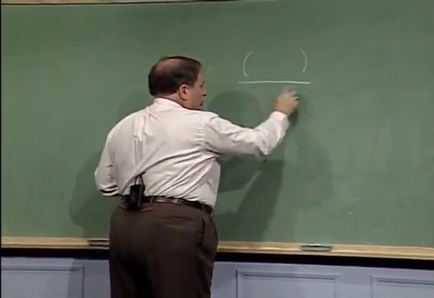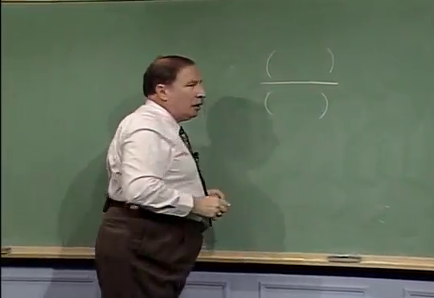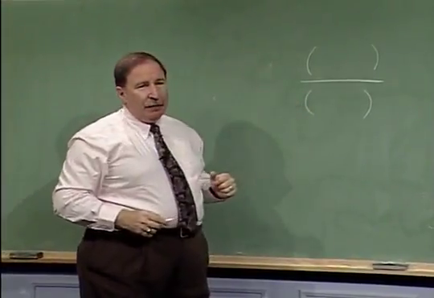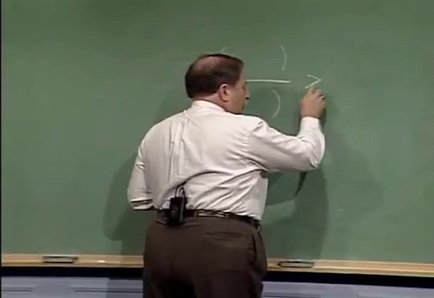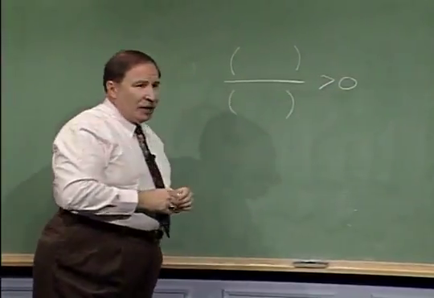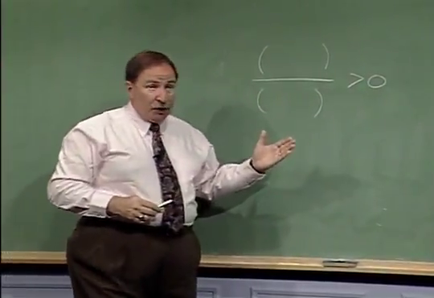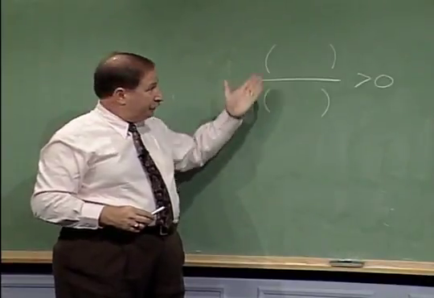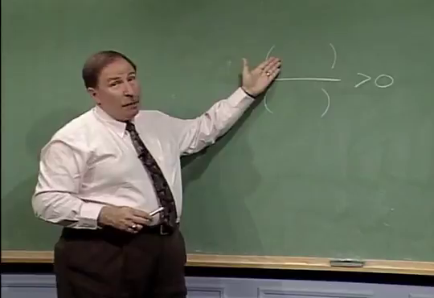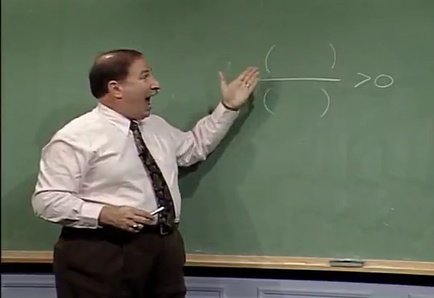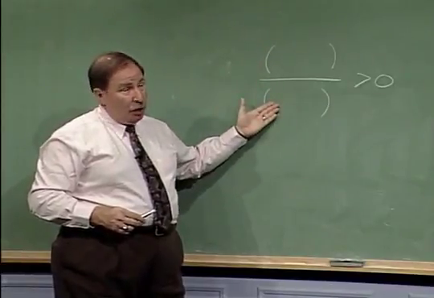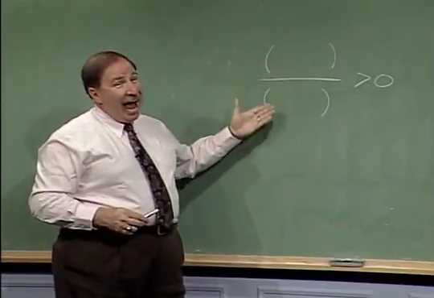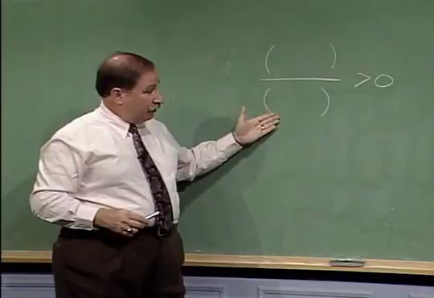I'll use the parentheses to represent some binomial, perhaps. We have a binomial divided by a binomial is greater than 0. What does that mean? Again, greater than 0 means positive. This is a positive fraction. That could be true if this was positive, greater than 0, and this was greater than 0, or they both were negative. This was less than 0 and that was less than 0.